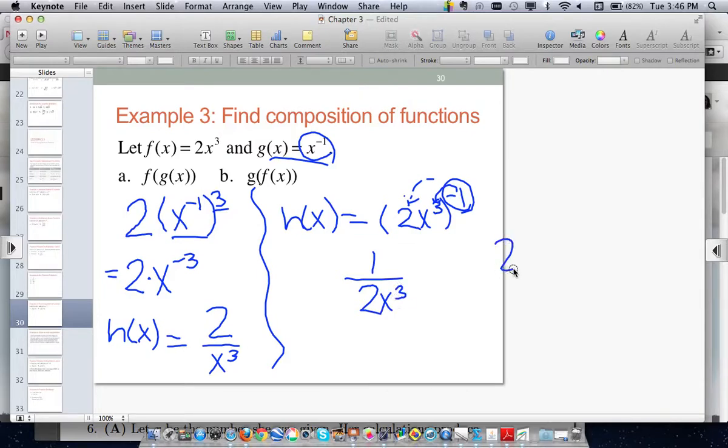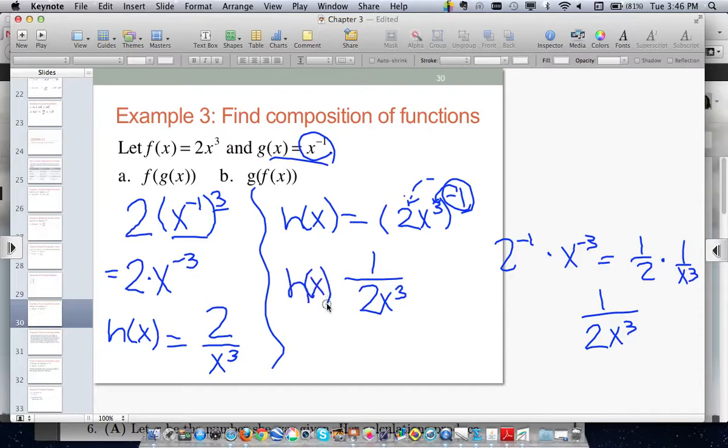I could have said 2 to the negative 1 times x to the negative 3, and that just would have meant 1 over 2 times 1 over x to the third, which simplifies back to 1 over 2x to the third, which is what we got anyways. So sometimes think about what's happening with your rules, and it makes it a little bit easier.